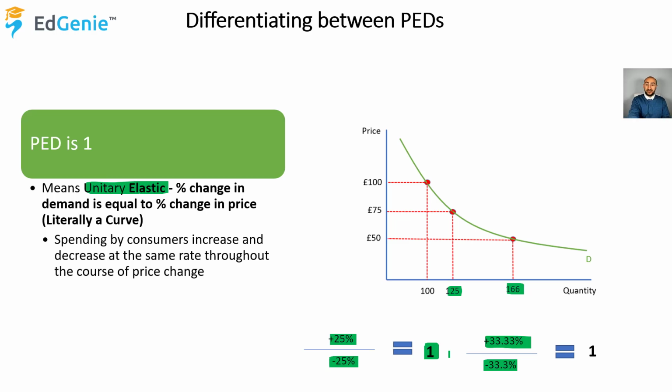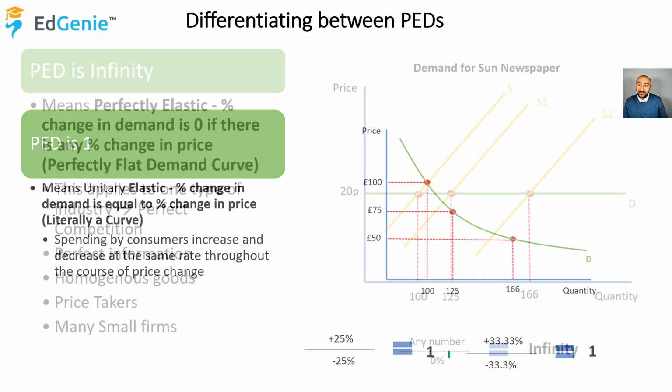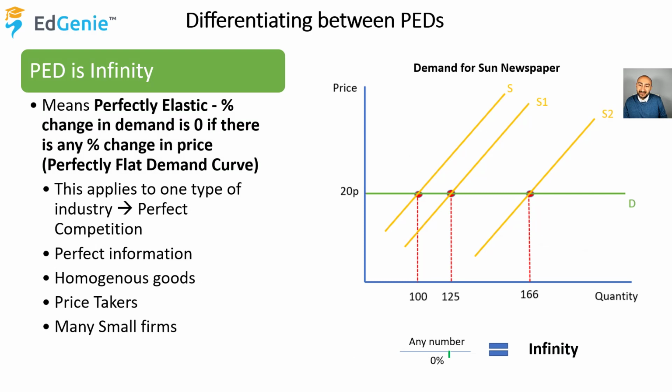And here we have a scenario where price elasticity of demand is perfectly elastic, and this is where PED is infinity. This is where if there is a percentage change in the price of any kind, then the demand will be zero. So if you change price even a little bit, then the demand will be zero.